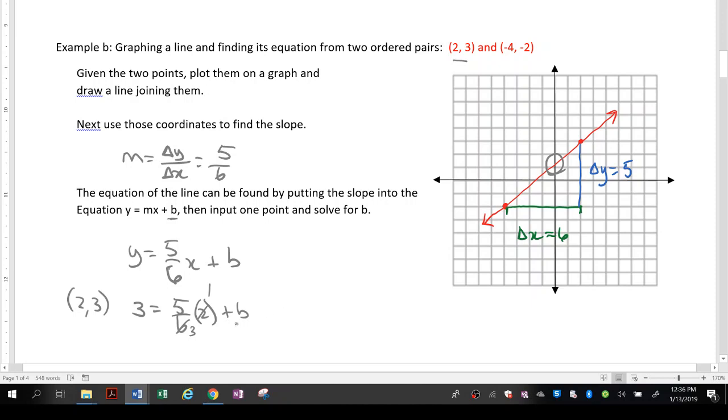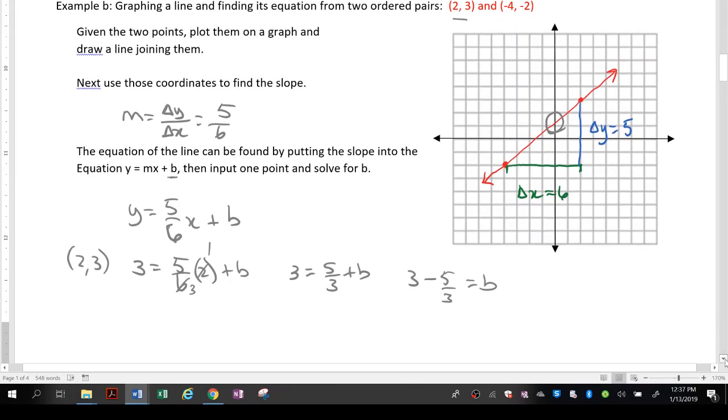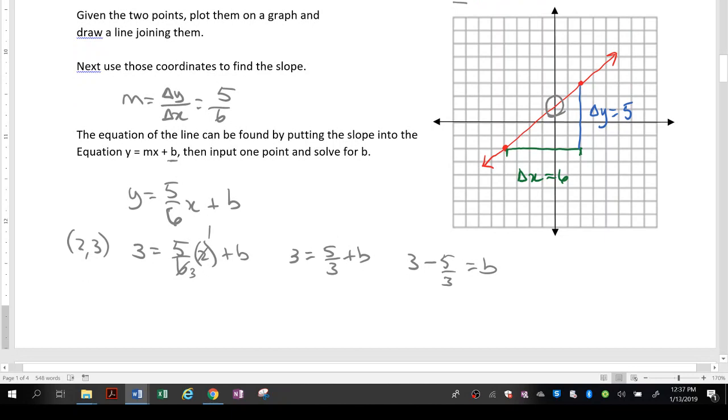And now we have 5 over 3 plus b. Let's do this in a couple of steps. Now we want to subtract 5 over 3 from both sides, and that gives us 3 minus 5 over 3 is equal to b. So let's solve for that here. Let's find the common denominator. So that would be 3. So we would change this value to 9 over 3 minus 5 over 3, which happens to be 4 over 3 is equal to b.